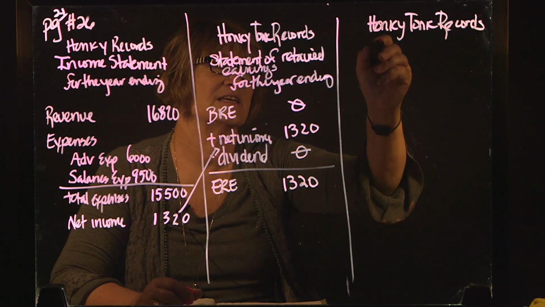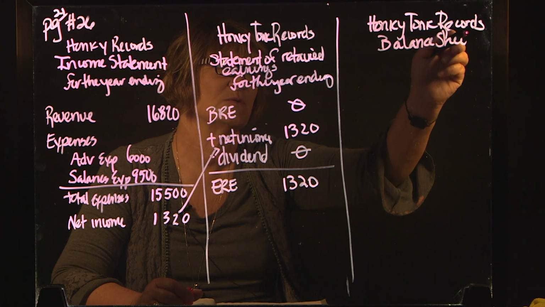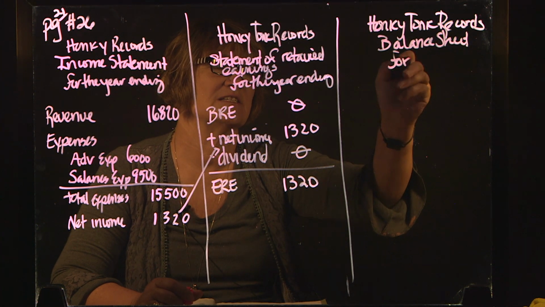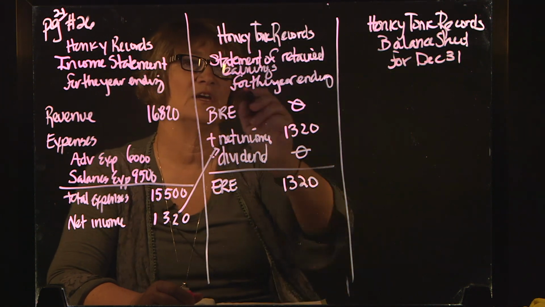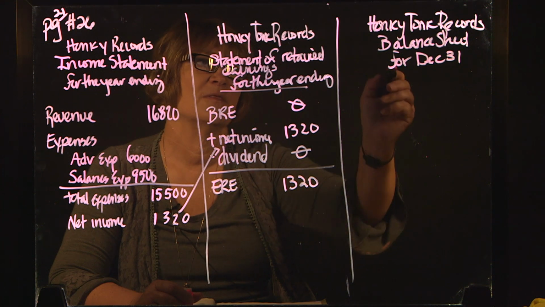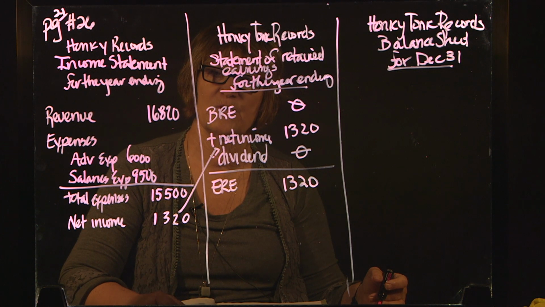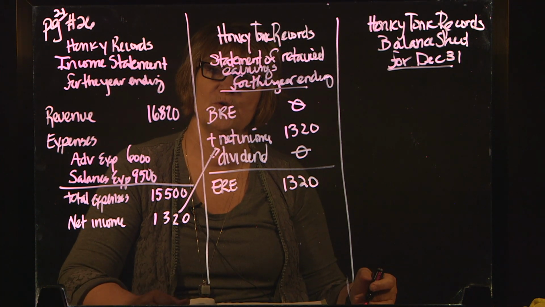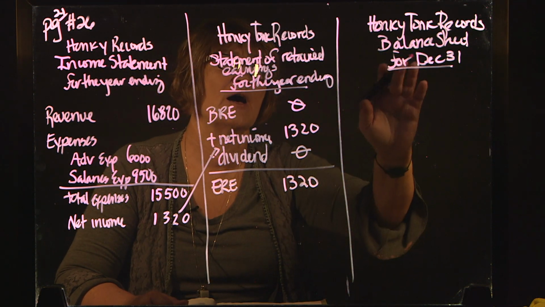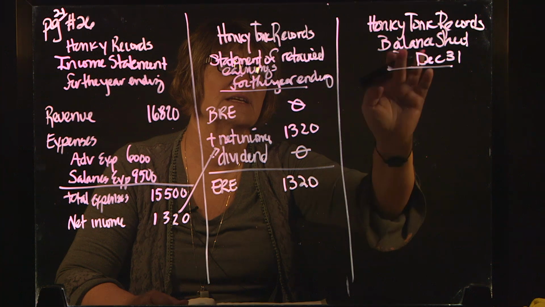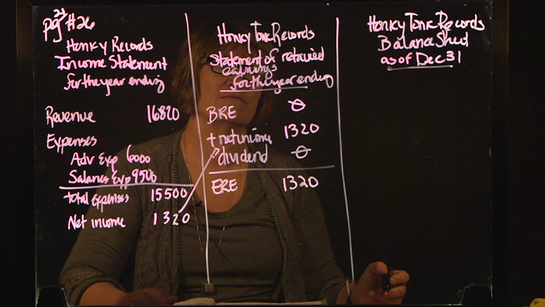Okay, this is the balance sheet. And there is a slight twist here. The balance sheet is done for a point in time. So the income statement was for a period of time. The balance sheet is for a point in time, as of December 31st, as of June 30th, where this is for a period of time, this is done for a point in time. So I'm going to go ahead and put as of December 30th first.